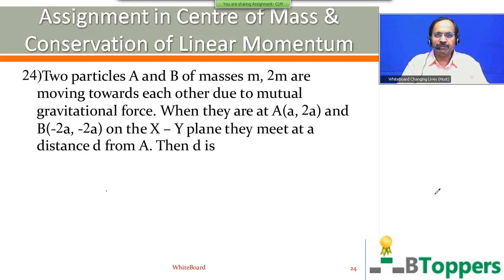Two particles A and B of masses m and 2m are moving towards each other due to mutual gravitational force. When they are at A (a, 2a) and B (-2a, -2a) on the xy plane, they meet at a distance d from A. Then d is? This problem comes under one of the special cases I have discussed earlier.